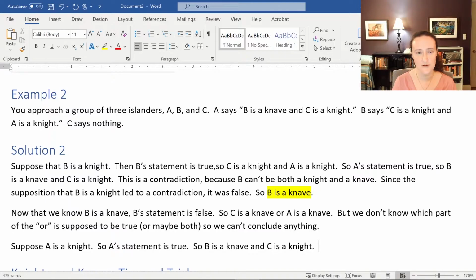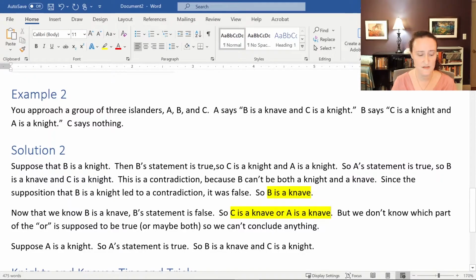Well, actually, if you think about it, another thing that we did find out was this. This information right here was not based on a guess. This was based on something certain that we already knew. We knew that B is a knave, and so B's statement has to be false. But when you look at B's statement, that implies that C is a knave or A is a knave.